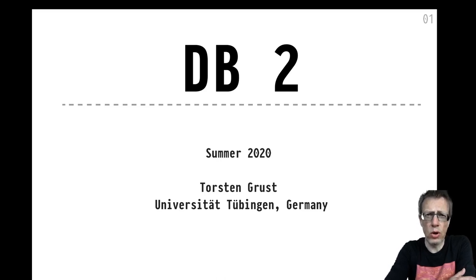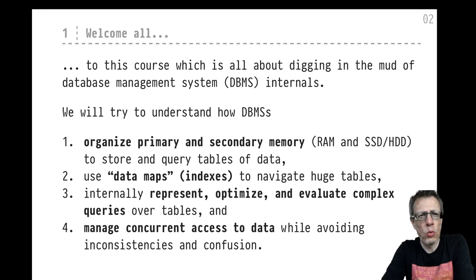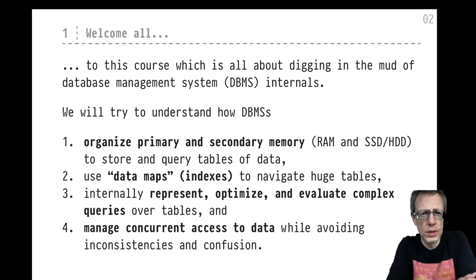What is DB2 all about? What are the internals of relational database systems? Well, we are really trying to better understand DBMSs. We are trying to understand how they organize the usage of memory in our computer systems. There's primary and there is secondary memory in our systems. Primary being the RAM, secondary memory being hard disks, or normally solid state disks today.